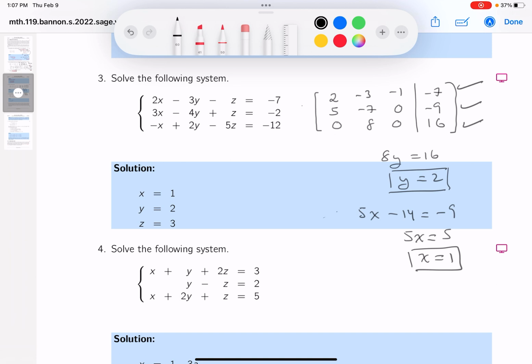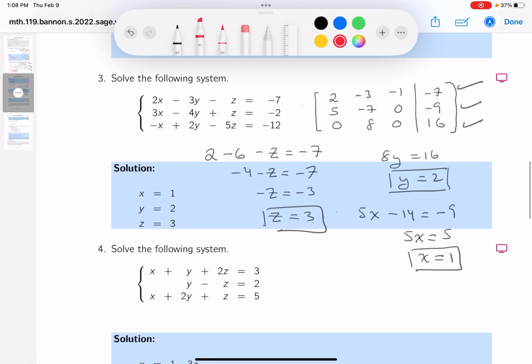Now let's go back to the first row. And what do you get there? You get 2x. Well, if x is 1, you get 2. Then you get minus 3y. If y is 2, that's minus 6. And then you get minus z. I don't know what that is yet. Equals minus 7. Let's take a look. 2 minus 6 is minus 4. We're going to say minus z. I'm going to add 4 to both sides. That's minus 3. Divide both sides by minus 1, you get z is 3. All right, let's get a red pen out and see how we did. They say the answer is x equals 1, y equals 2, and z equals 3.